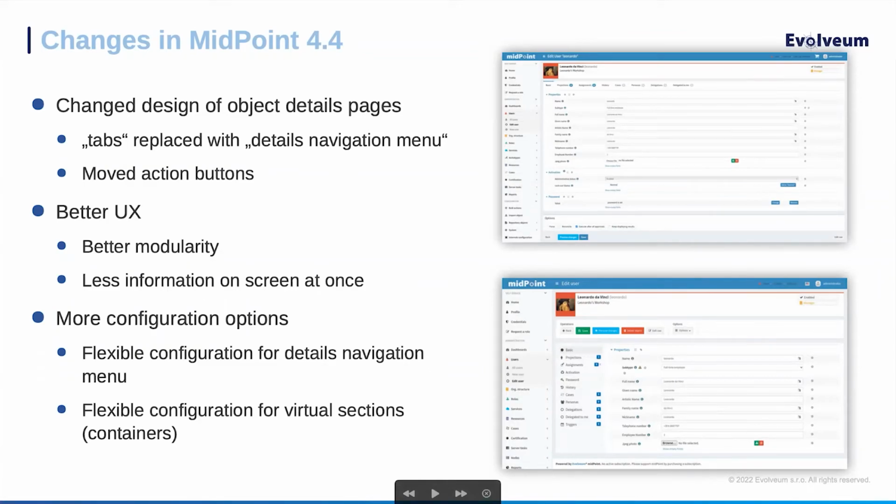The benefit is that the details navigation menu is fully configurable, and it depends on the specific requirements and environment how long it will be and what will be shown. This also brings better modularity and the possibility to keep the presented information simple. Flexible configuration for the details navigation menu enables, for example, hiding some menu items, adding your own menu items, and changing the icon, label, and ordering of the menu items, as we will see later in the webinar.